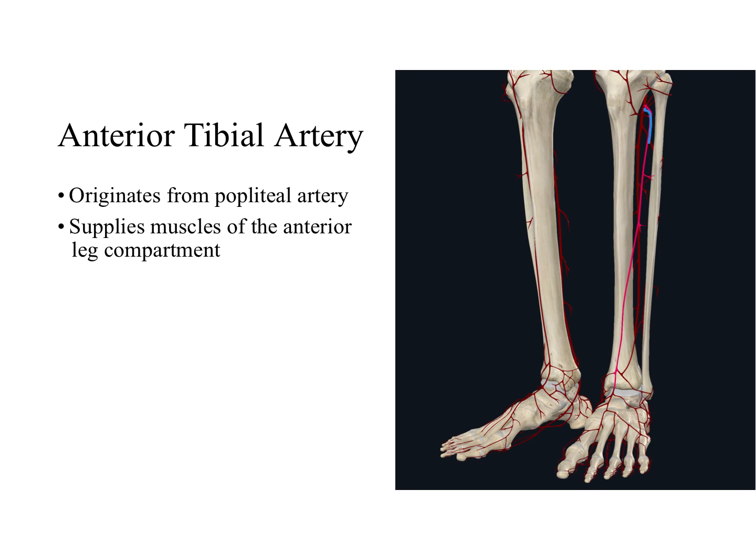In this diagram, we see the anterior tibial artery as it branches off of the popliteal artery. So this is the anterior tibial artery, and it courses through the tibia and the fibula to the front of the tibia, and it comes down to the ankle, and it will supply the muscles of the anterior leg compartment.